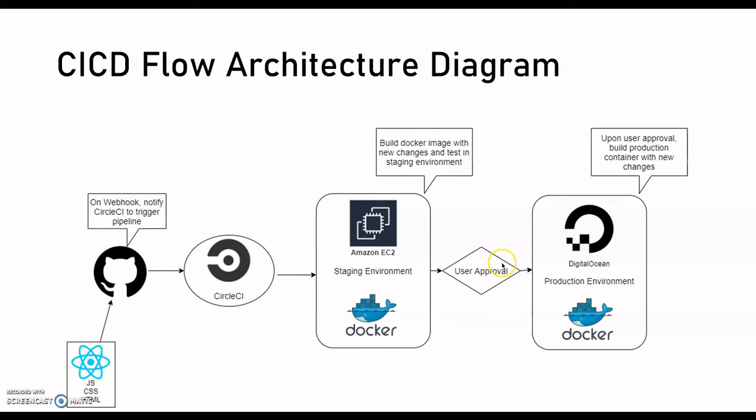The pipeline then goes on hold. The user needs to log into CircleCI and manually approve the job after performing user acceptance tests on the staging environment, because the staging environment is essentially an exact replica of a production environment. Once the user is happy, they can approve the next stage of the pipeline and build the production environment. So we synchronize the files from the master GitHub branch to the app directory on the server, and then run Docker Compose to spin up the containers again.